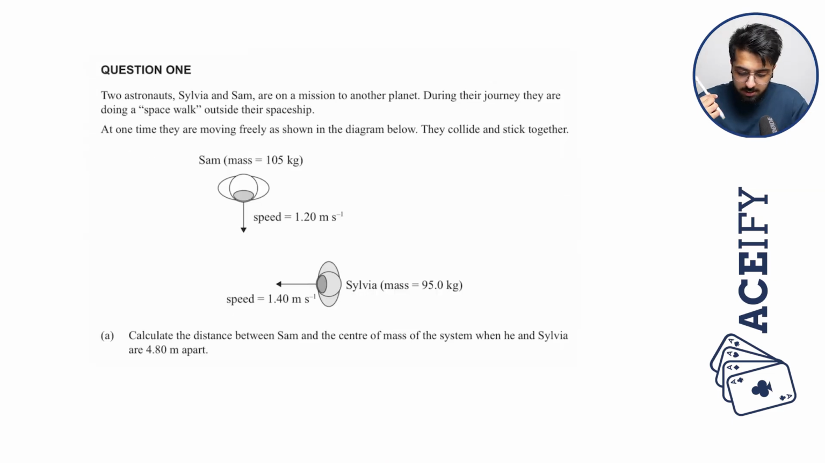Two astronauts, Sylvia and Sam, are on a mission to another planet. During their journey, they are doing a spacewalk outside their spaceship. At one time, they're moving freely as shown below in the diagram. They collide and stick together. Calculate the distance between Sam and the center of mass of the system when he and Sylvia are 4.8 meters apart.